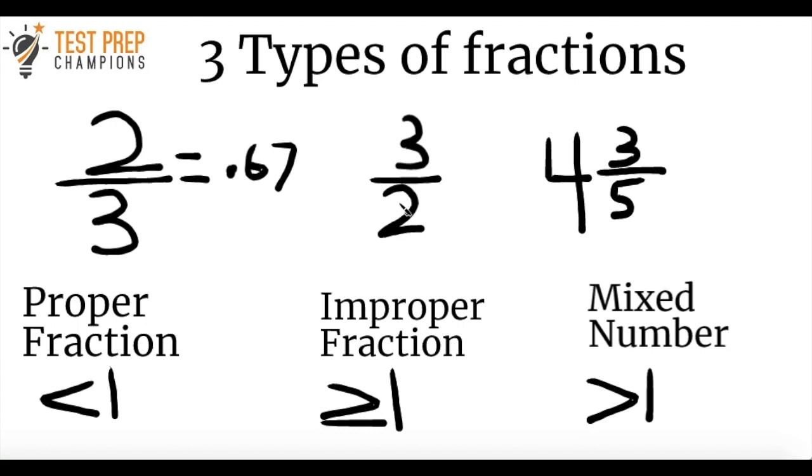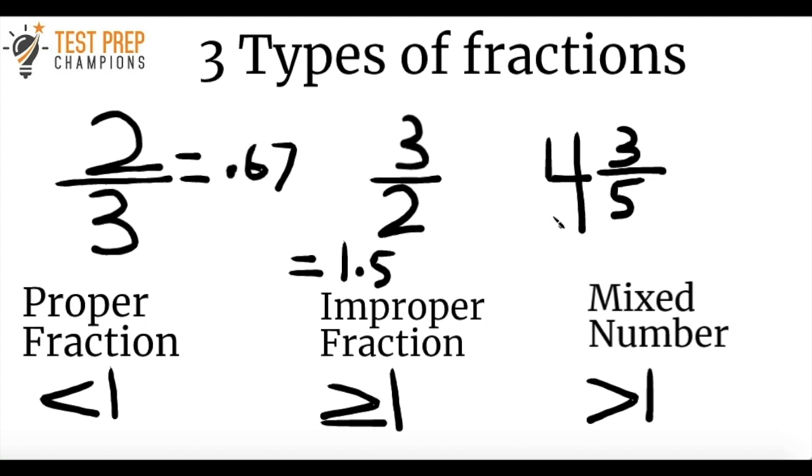So to convert this fraction to a decimal, take your calculator, you would hit 3 divided by 2, hit equals, and it's going to give you 1.5. So 3 over 2 is equal to 1.5. 1.5 is greater than or equal to 1. So now let's look at our last example here. Let's look at our mixed numbers.